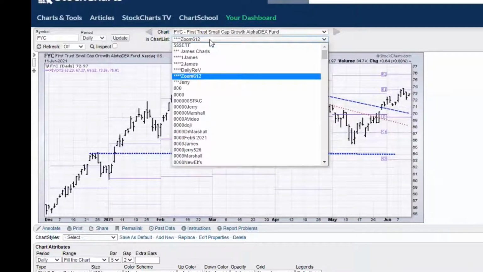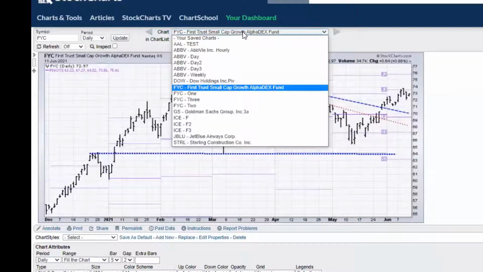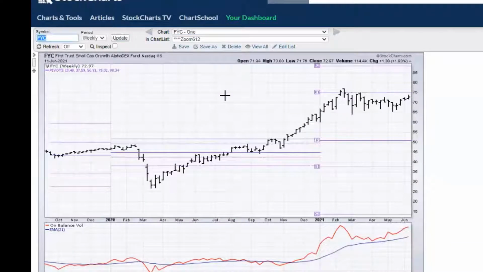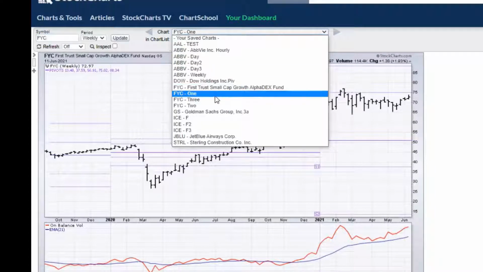If you look at this small cap growth fund, what's the weekly looking like? Okay, the weekly looks pretty good. You've come out of that range on the weekly. You can see that the yearly R1 is at 75.02, but all this looks positive. There's a really big surge in volume here, and that increases its value as a candidate.